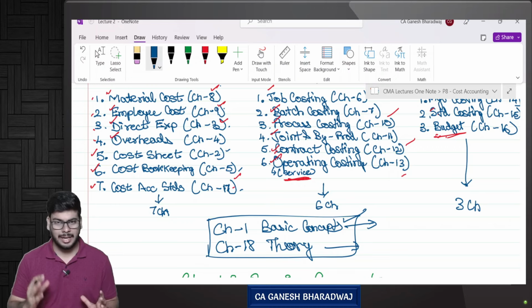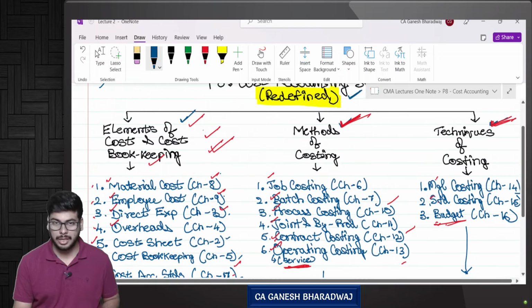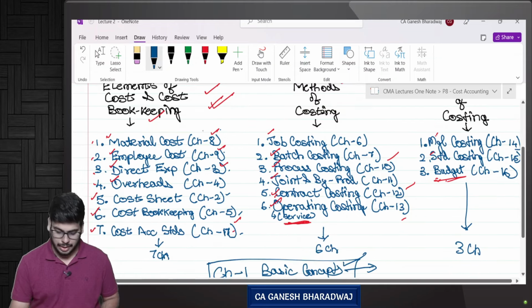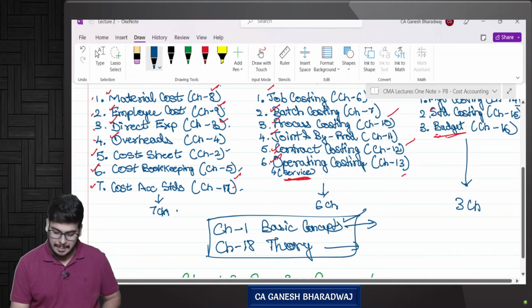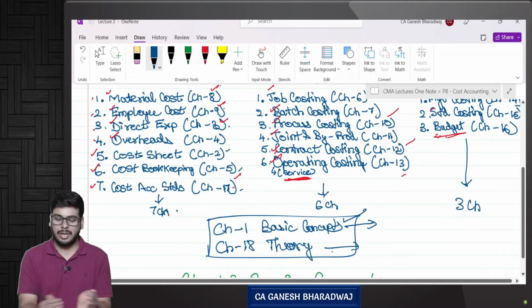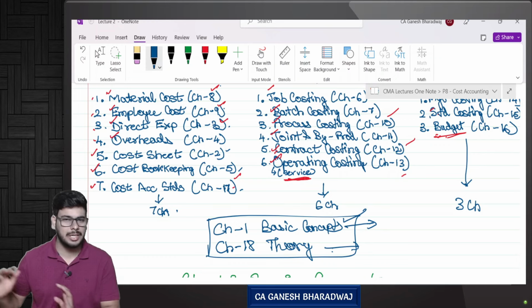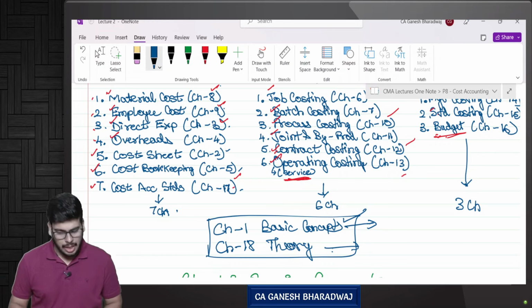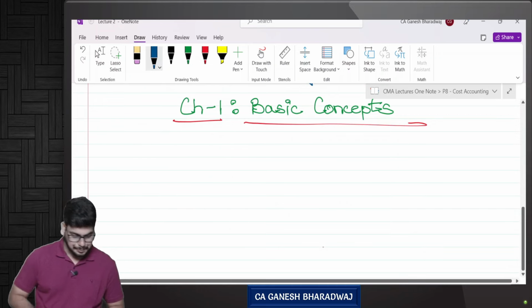On this note, let me just get into chapter number 1 called basic concepts. So understand, I am classifying the same 18 chapters into 3 buckets. And in this 3 classification, you can find only 16. That is chapter 1 and chapter 18, basic concepts and theory. I have not classified them in any of these 3 because these are some generic topics. So I have just kept them apart from this classification. Clear?